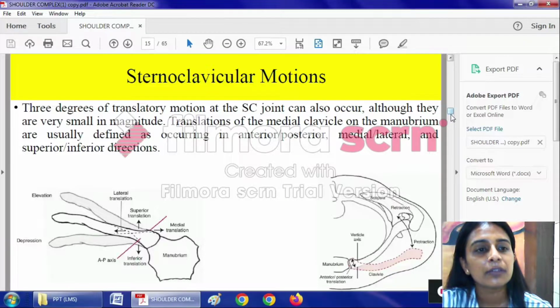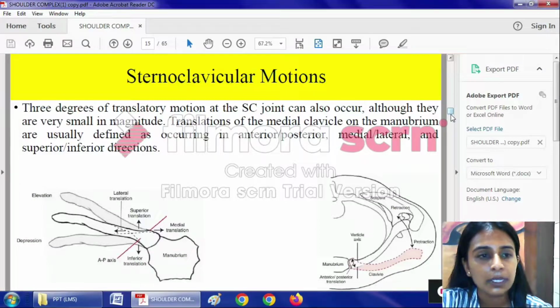Now, 3 degrees of translatory motion at the SC joint can also occur, although they are very small in magnitude. Translations of the medial clavicle on the manubrium are usually defined as occurring in anterior posterior, medial lateral and superior inferior directions.